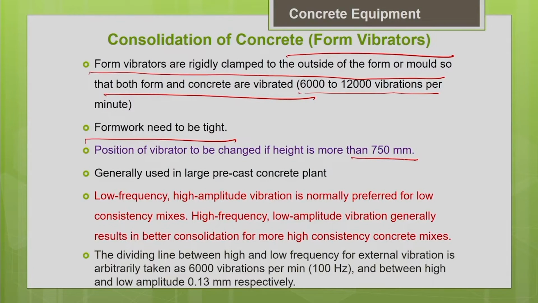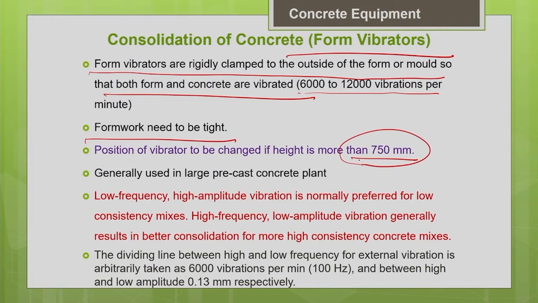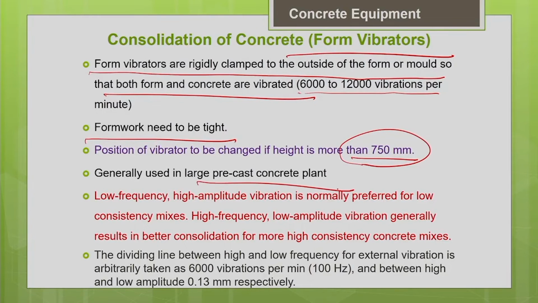Say if you are going to use form vibrators for a very deep column or a tall column, you have to keep changing the position of the vibrator. It is effective only up to 750 mm. After that we have to keep shifting the position of the vibrator along the depth of the column. Mostly these kinds of vibrators are used in factories or precast concrete plants. Sometimes we also use them to supplement internal vibration.